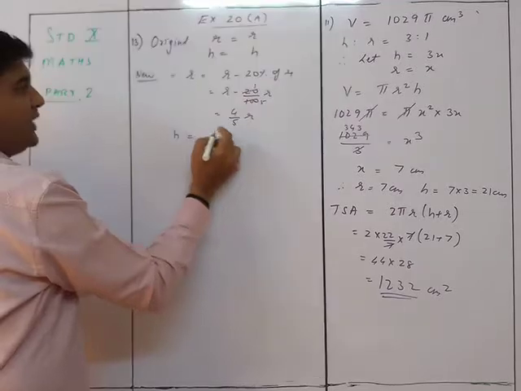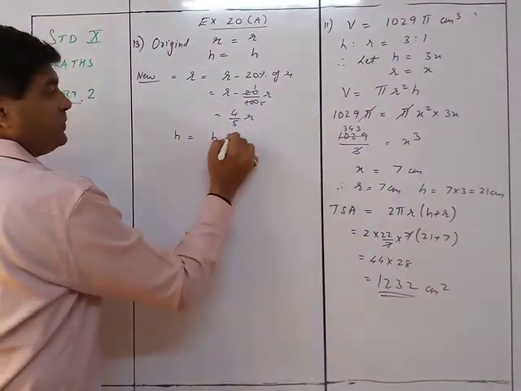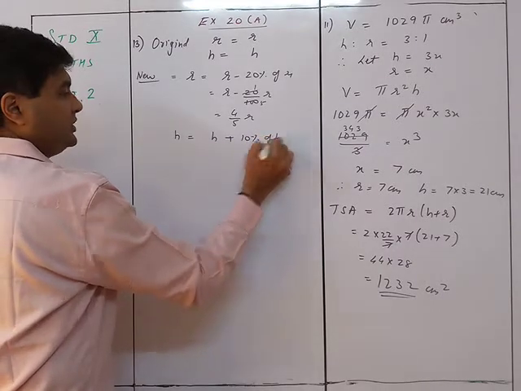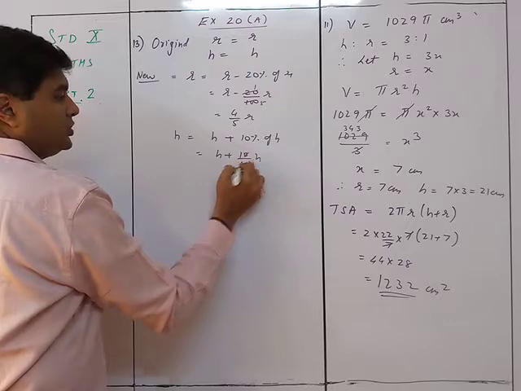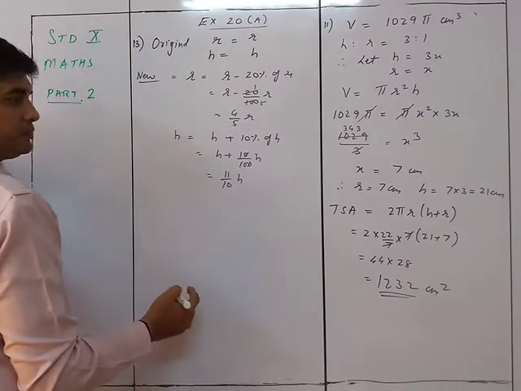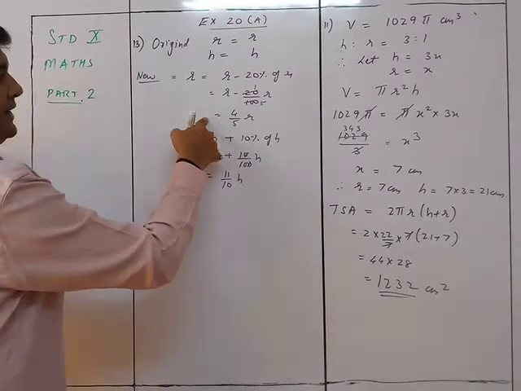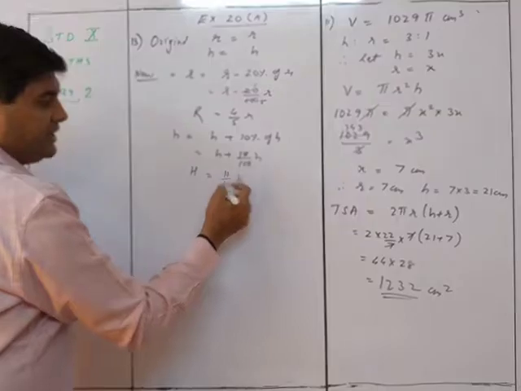What is the new h? The new h is increased by 10%. So h plus 10% of h is equal to h plus 10 upon 100 h. So that is going to be 10 plus 1, 11 upon 10 h. So my new r is 4 upon 5 r and the new h is 11 upon 10 h.